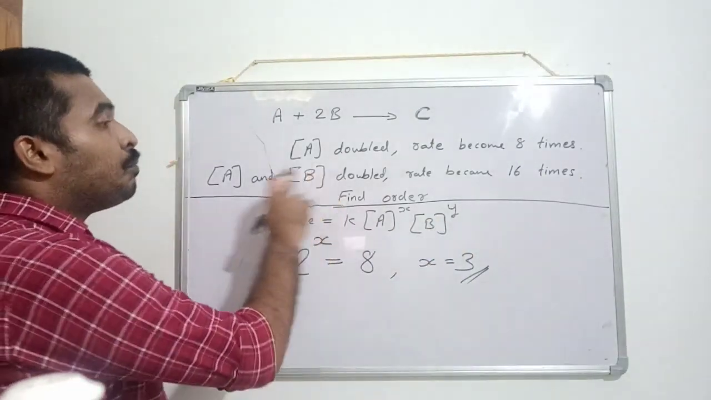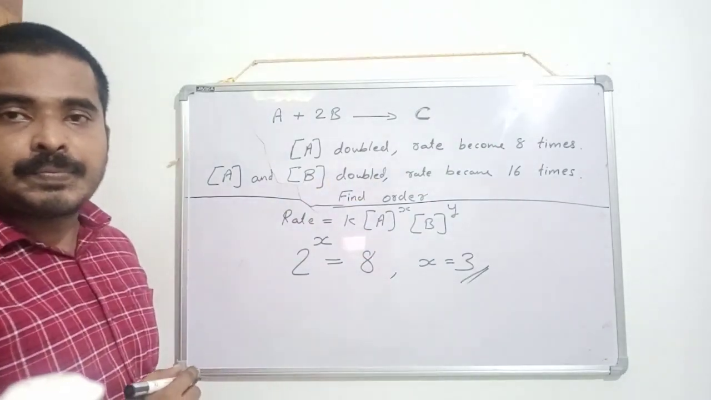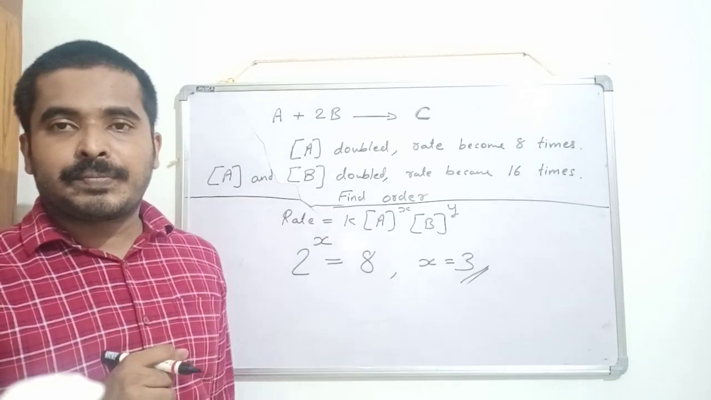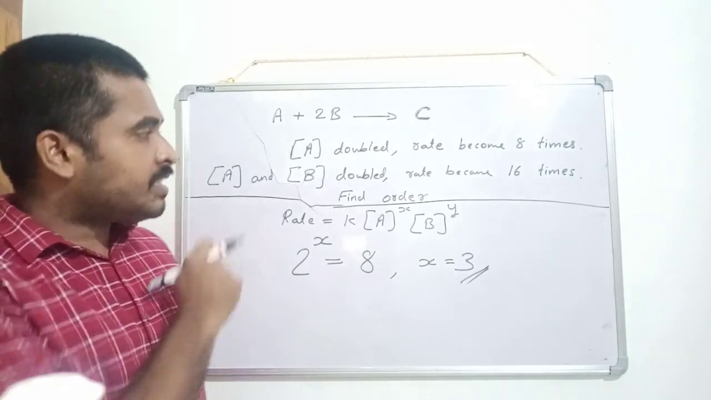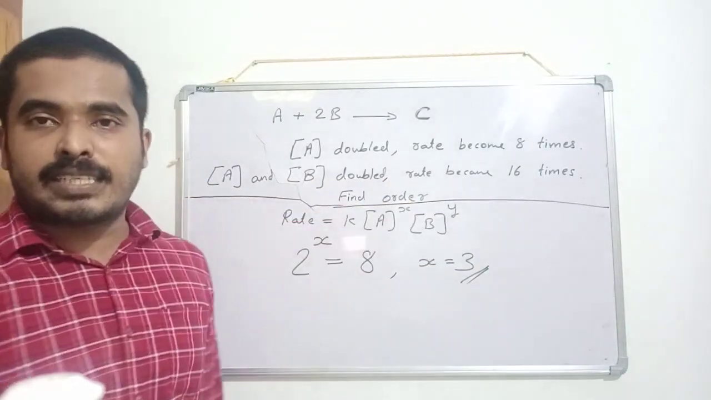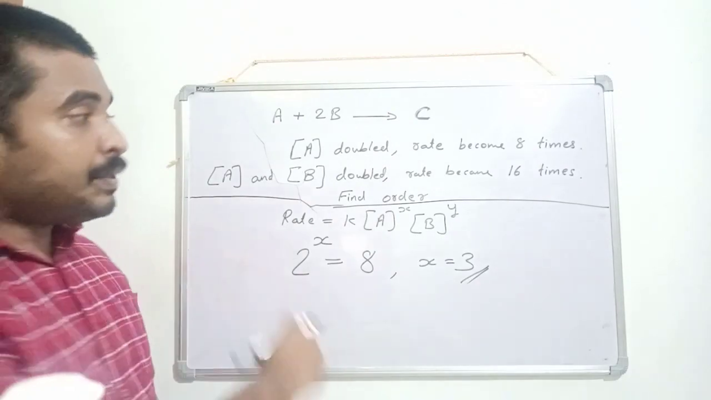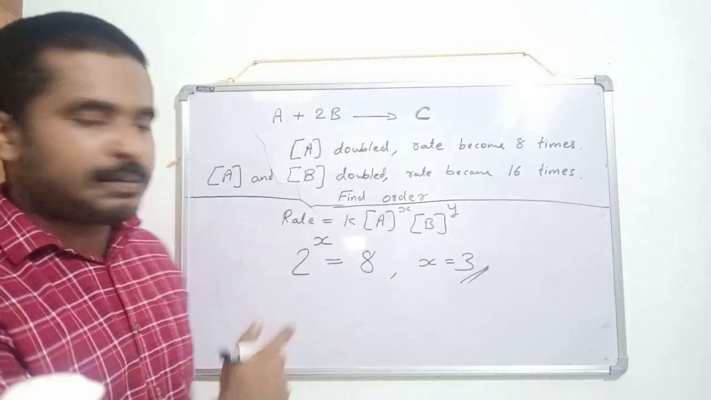Now, both are doubling, rate became 16 times. Then how will we write? I will not say, just try. Pause the video and try to write the expression for the second statement. Both are getting doubled and the rate becomes 16 times. Did you complete? Yes, let me see.